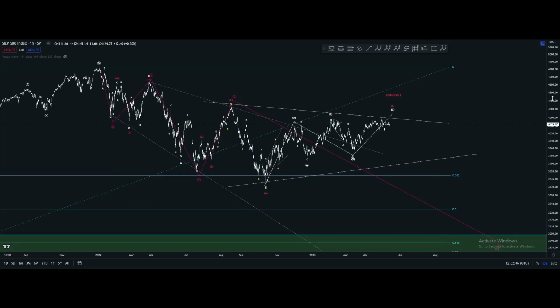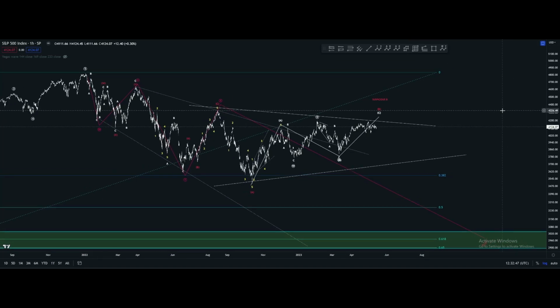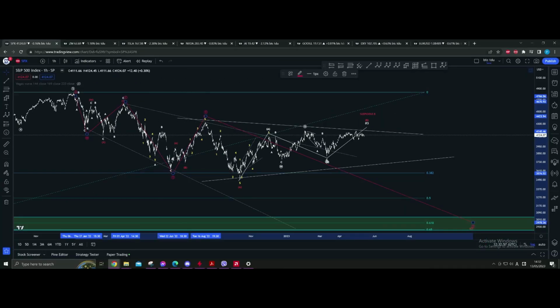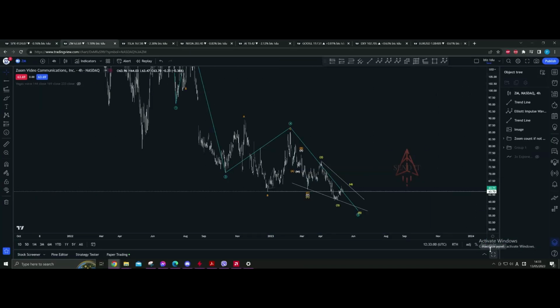So for the moment, a lot of uncertainty, but if I had to put my money on something, it would be a short somewhere there. All right, next chart would be Zoom.